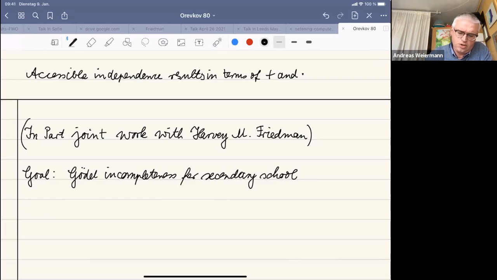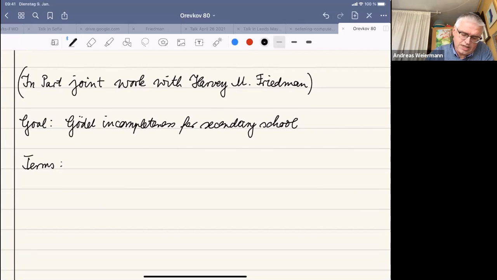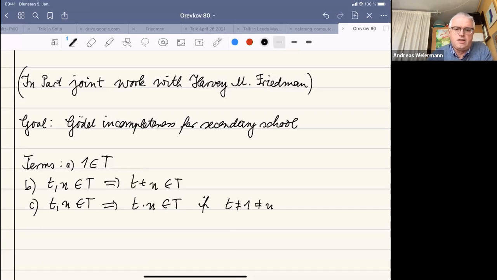So what is the goal? I start with terms, and I start with easy terms, because I want to cover material for secondary school. The set of terms is called T. The rules are: A, 1 is a term. B, if T and U are terms, then T plus U is a term. And C, if T and U are in T, then T times U is in T. And I assume that T is different from 1 and 1 is different from U. This is the set of terms. This looks plausible, and one can explain this to secondary school students.